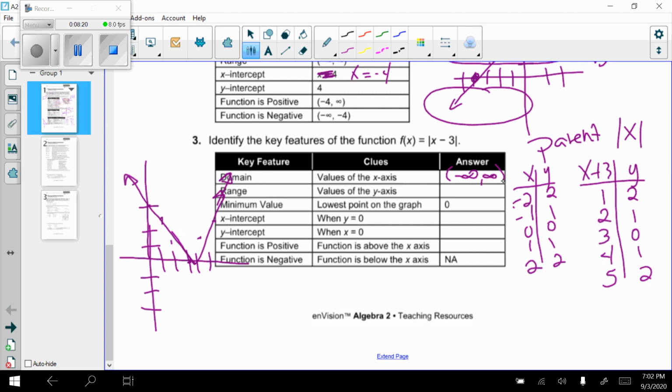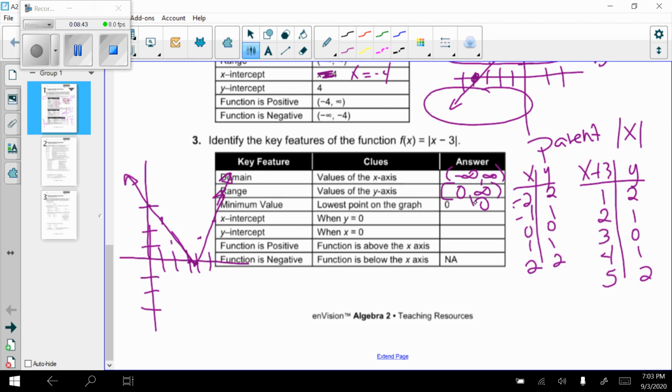Values of the y-axis. Okay, I'm not going to get anything back that's negative from an absolute value. So my y-axis, okay, my range would be bracket 0 to positive infinity. The minimum value, the lowest point on the graph, that is this point right here. So that is when x equals 3, y equals 0.